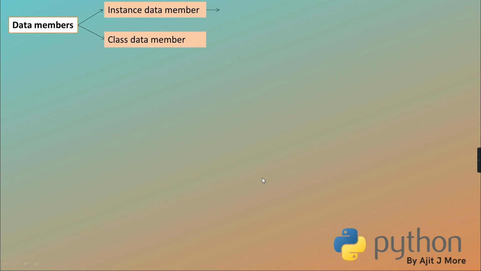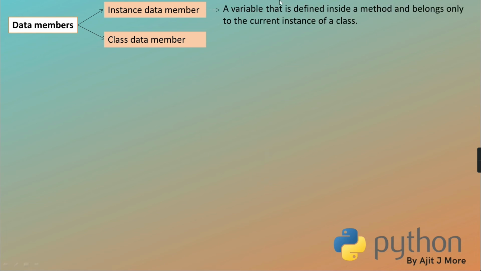So I hope it is clear. Now no need to go into too much more detail. And still if you have queries, please ask me. So instance data member means a variable that is defined inside a method, and inside a method you are defining it by which syntax? Self dot property equal to value.